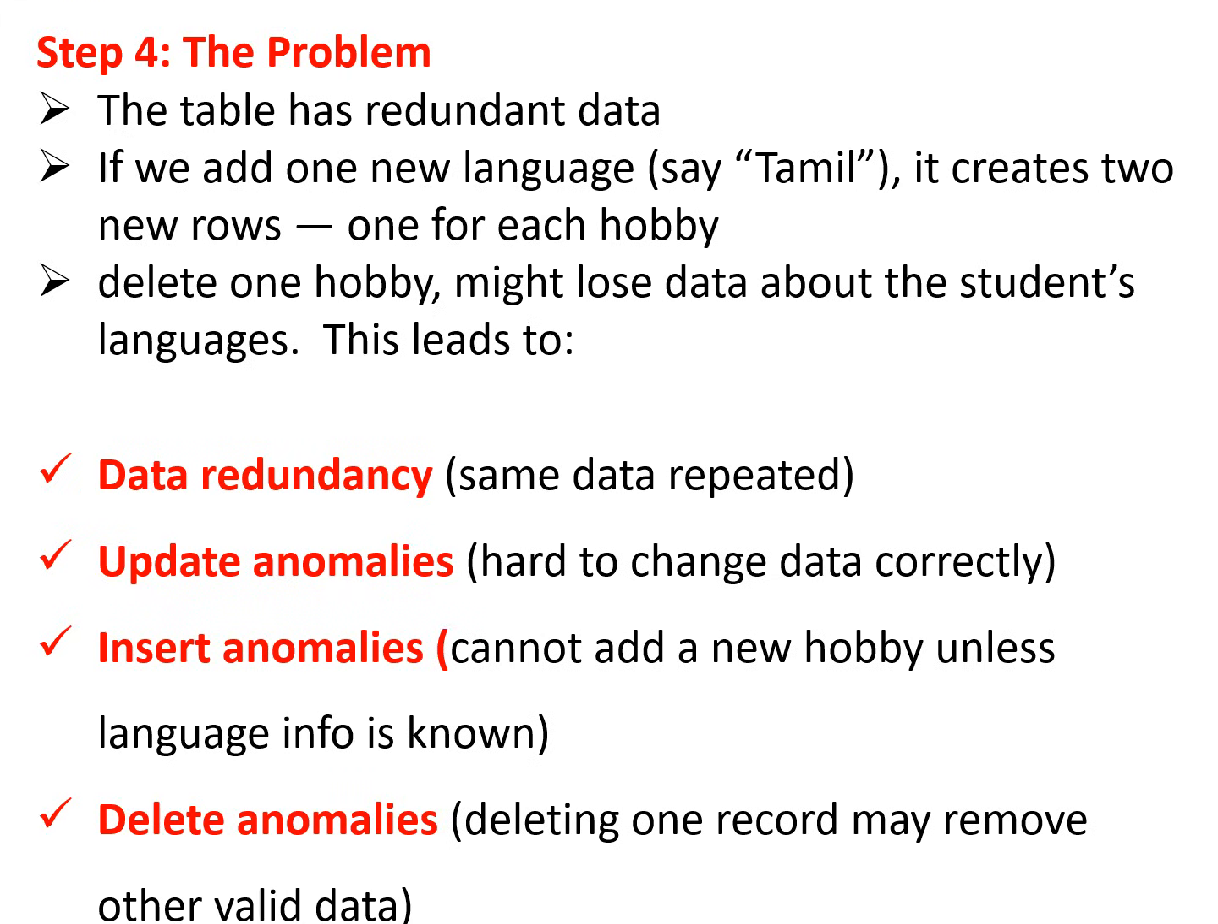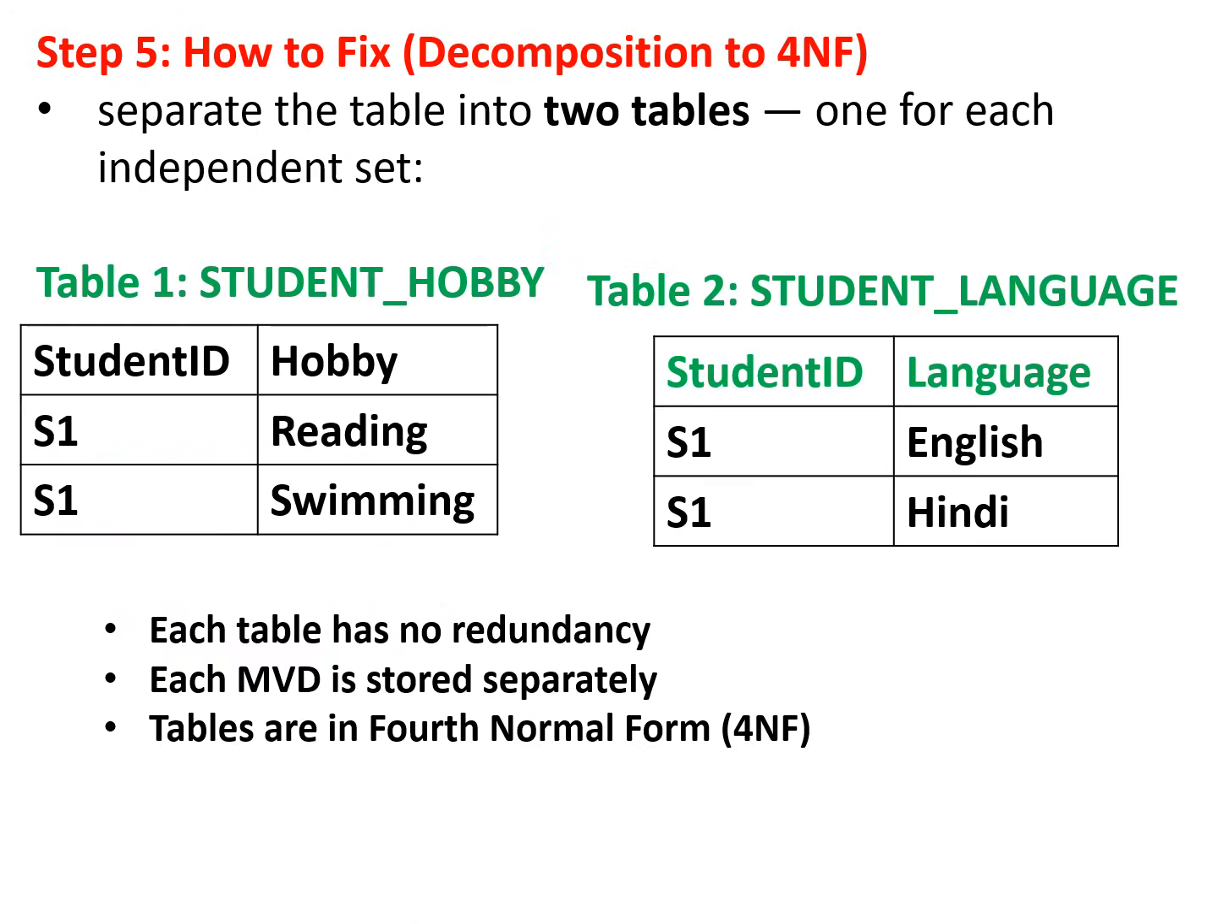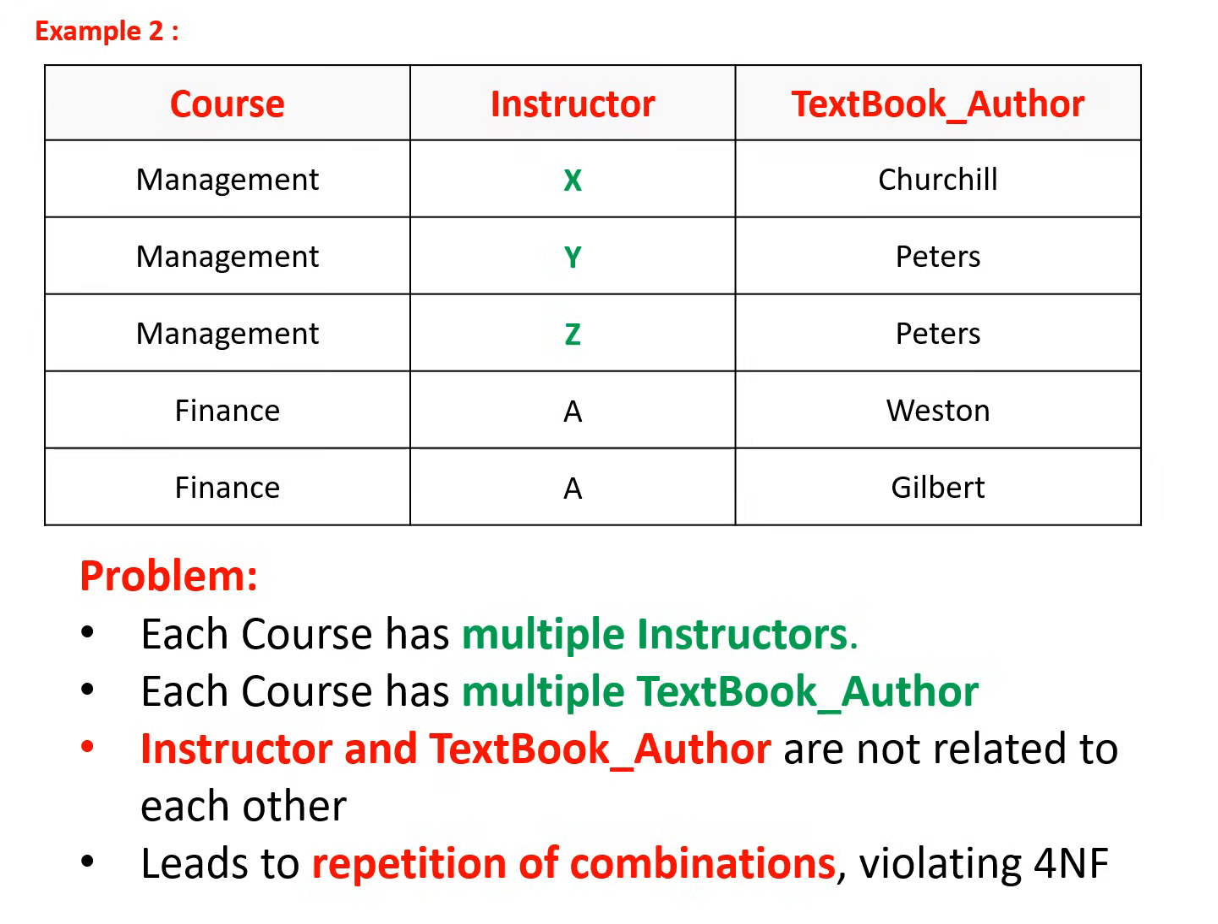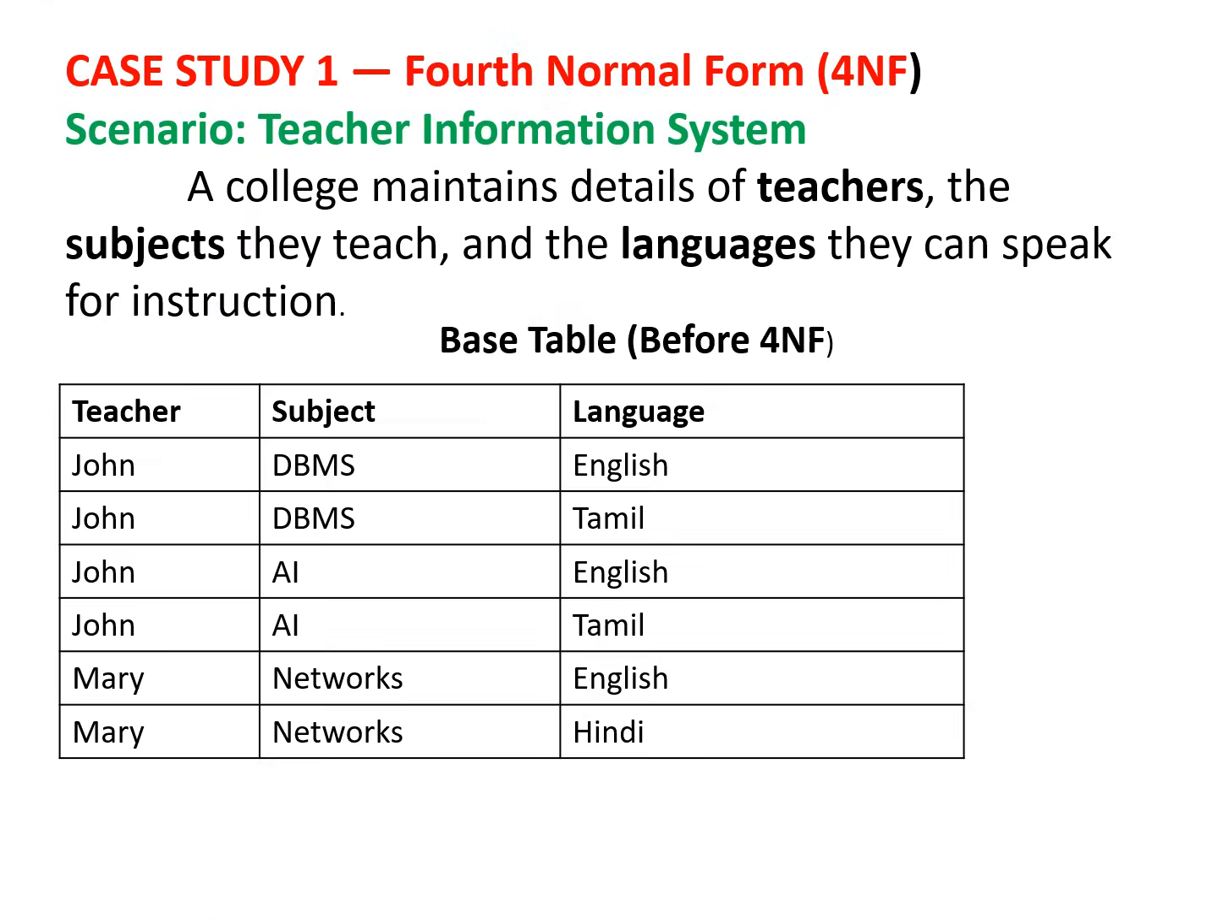What's the problem behind this? Obviously the table has redundant data. So we have to avoid data redundancy, update anomalies, insert anomalies, and deletion anomalies. So how to fix? We have to split the table into two, which means student hobby alone and student language alone. So this is another example.